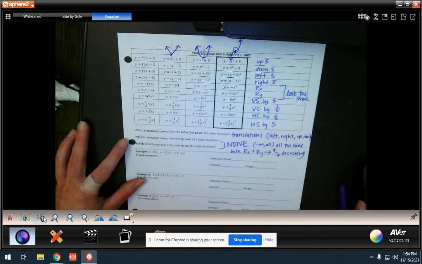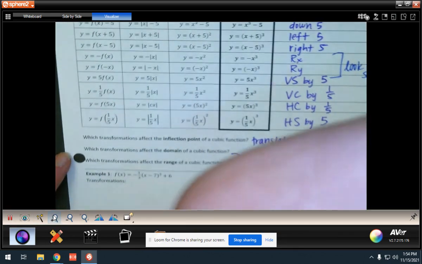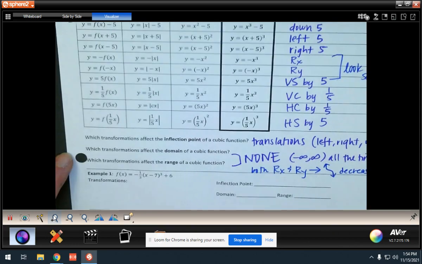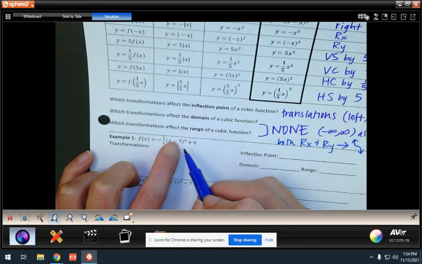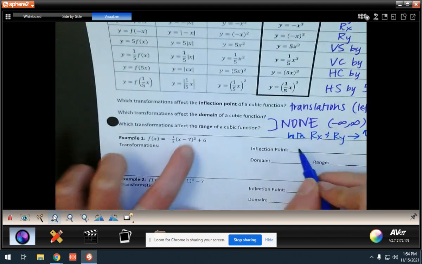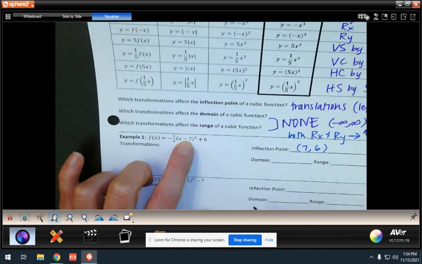Let's zoom in a little bit. All right, so on example 1, if I want the inflection point, I just care about left, right, up, and down. So this is right 7, up 6. So that moves it to 7, 6.